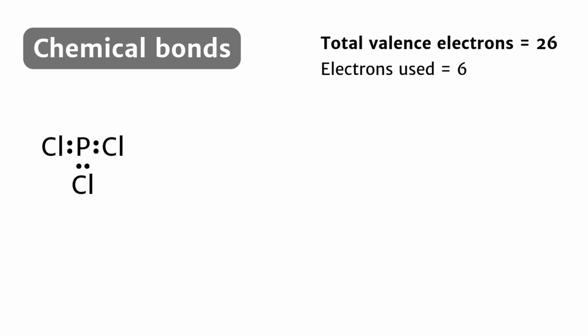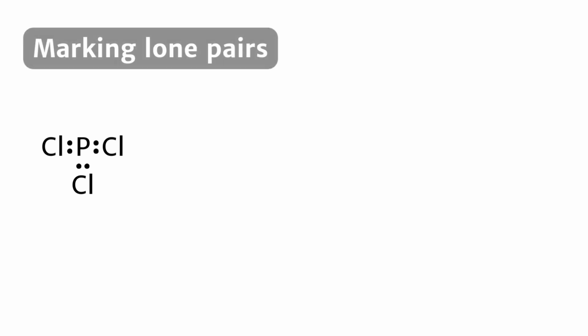A single chemical bond is represented by 2 electrons. In this diagram, we will use 6 electrons to form 3 chemical bonds. Therefore, from the previously calculated total of 26 valence electrons, after using 6 electrons for these bonds, we are left with 20 unutilized electrons. Lone pairs consist of electron pairs that are not involved in chemical bonding.